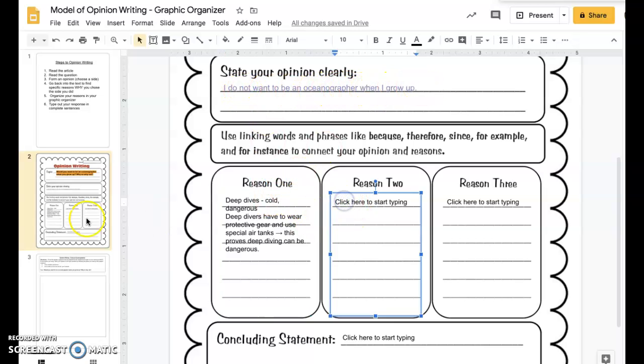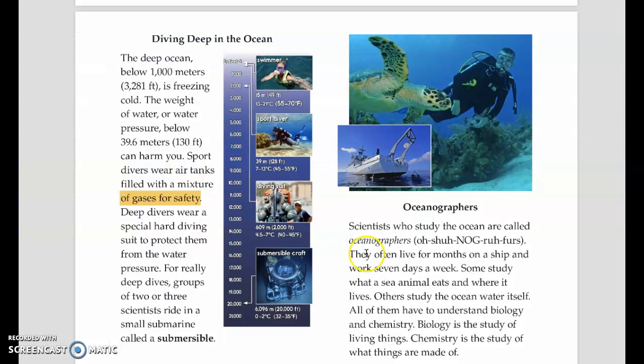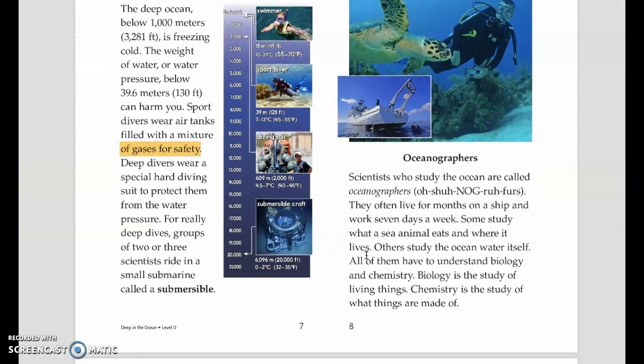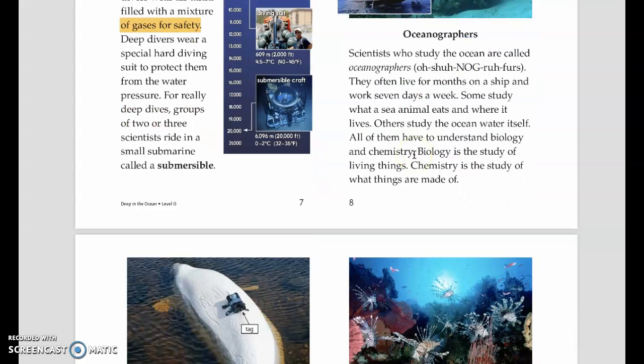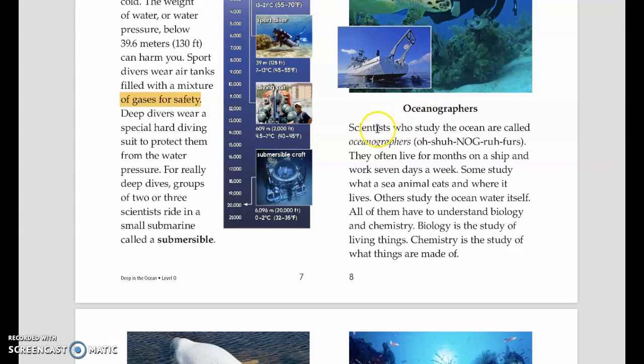Now I need to come up with another reason. So if I go back into the text and I go to the paragraph that talks about oceanographers, okay, it says oceanographers. Scientists who study the ocean are called oceanographers. They often live for months on a ship and work 7 days a week.